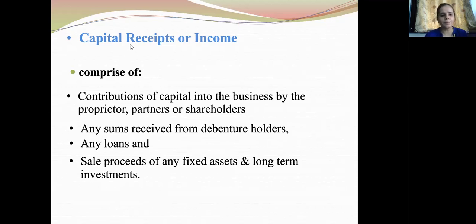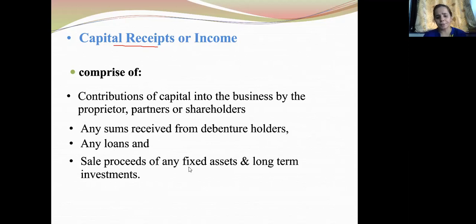When we speak about capital receipts, it means those receipts which are non-recurring in nature. Take the example I had given you. If a partner, proprietor or shareholder brings capital into the business, they will not bring capital again and again, right? So whatever capital they bring into the business is called capital receipt or capital income of the business. Any sum received from debenture holders, any loan: we may take loans again and again, but one loan we take only once, so it's a capital receipt. If I take another loan, it will come in another category, but it is not the same. So it's a capital receipt for the business.